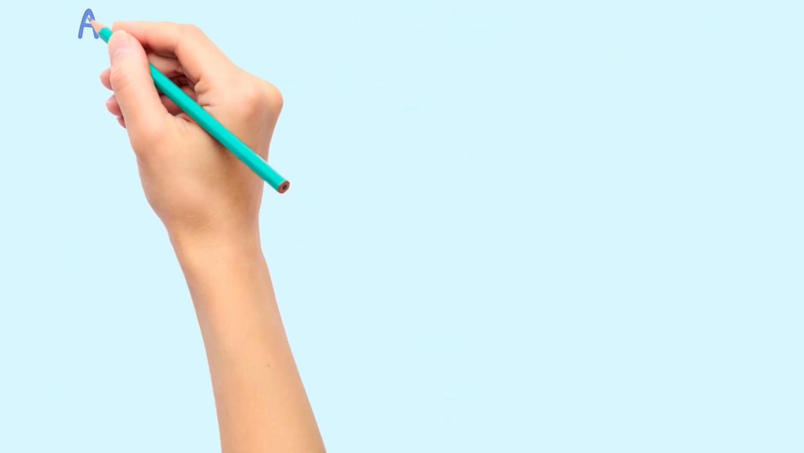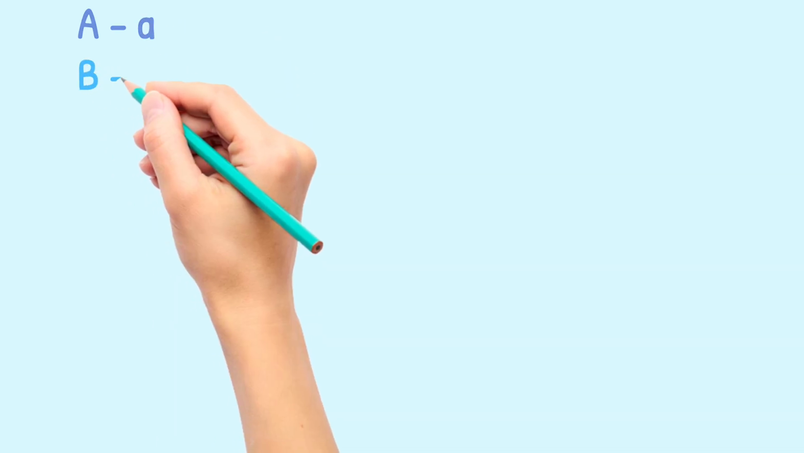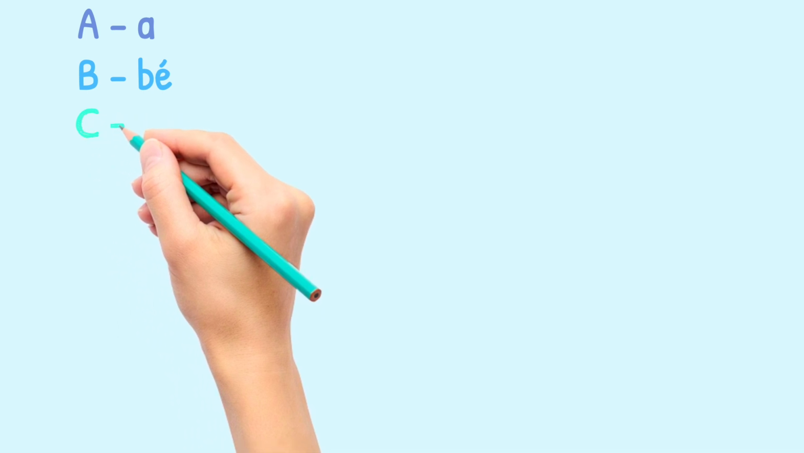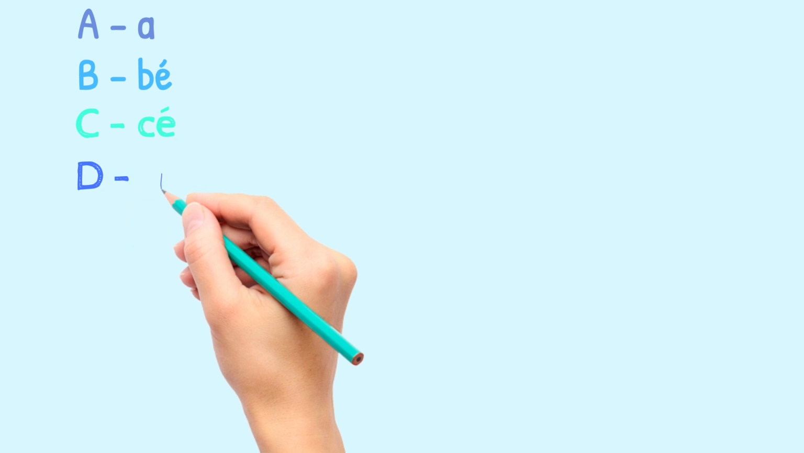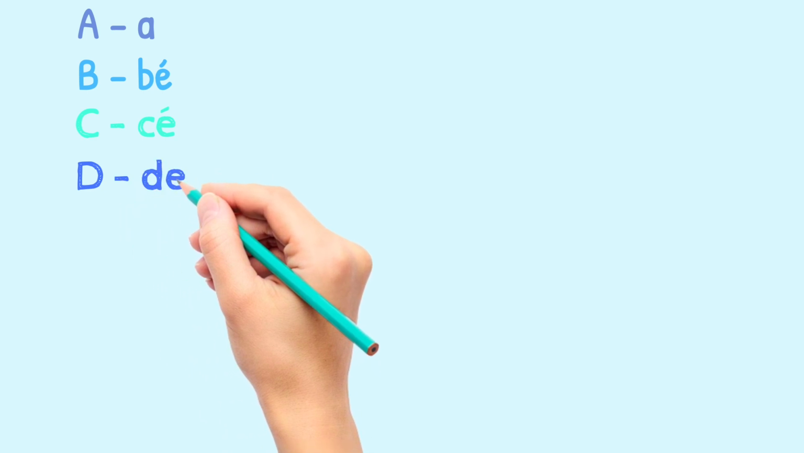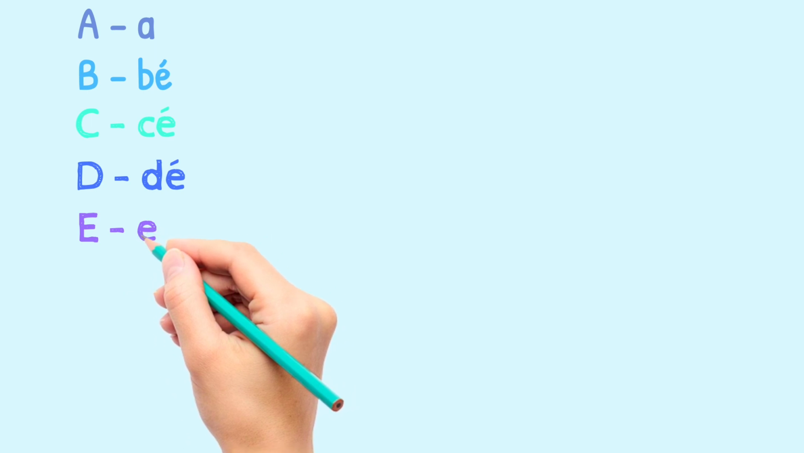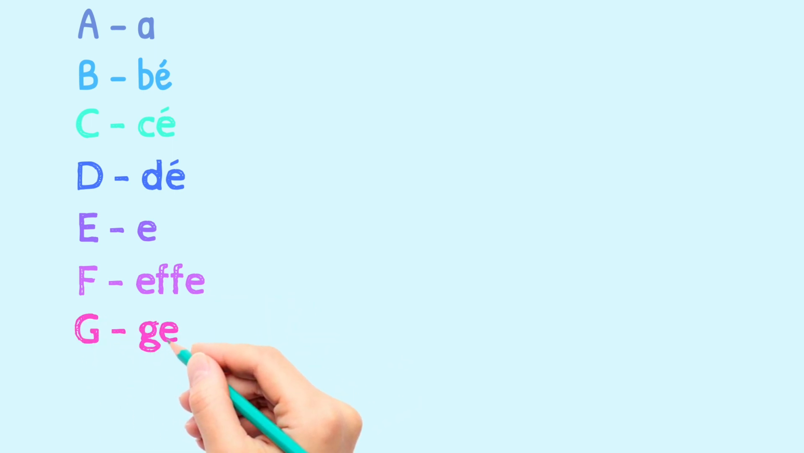A is pronounced as A. B is pronounced as B. C is pronounced as Se. D is pronounced as De. E is pronounced as A. F is pronounced as F. G is pronounced as J. H is pronounced as Ash.